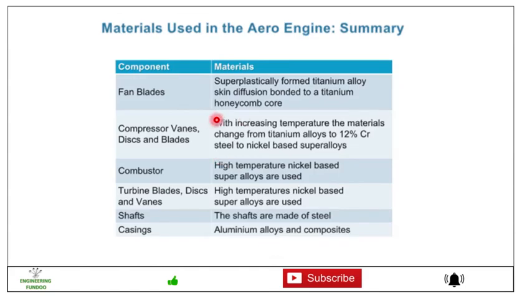So friends, for materials used in aerospace, here is the normal summary. For fan blades, superplastically formed titanium alloy skin diffusion bonded to a titanium honeycomb core. For compressor vanes, discs and blades, with increasing temperature the material changes from titanium alloy to 12% chromium steel to nickel based super alloys. For the combustor, high temperature nickel based super alloys are used. For turbine blades, discs and vanes, high temperature nickel based super alloys are used. Shafts are made of steel, and the casing is made of aluminum alloy and composite to reduce the weight.